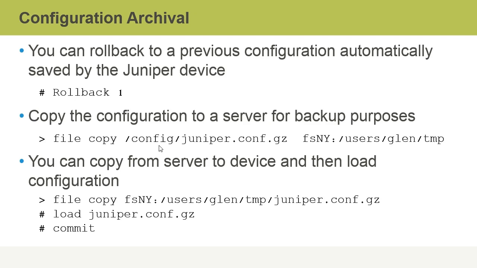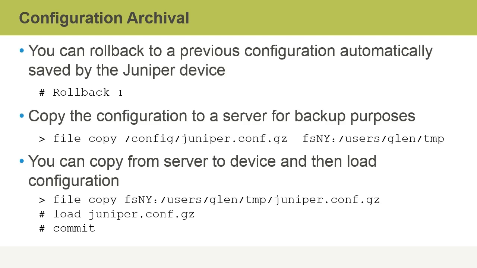So it's /config/juniper.conf.gz. Then put a space in, so that's your source for the file copy command, and then your target is the file server. So I have a file server here in my code example called FS New York. Then there's a colon, a /, and the path to where on that file server you want to save that file. So that's how we can copy the configuration to a server.